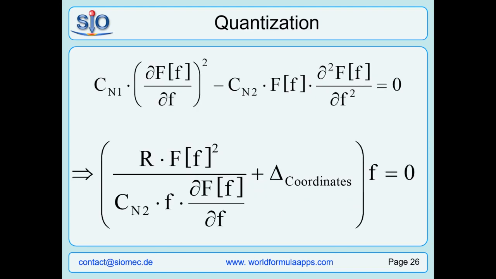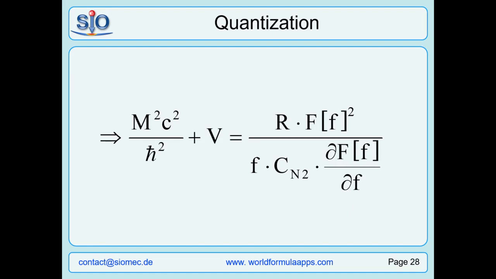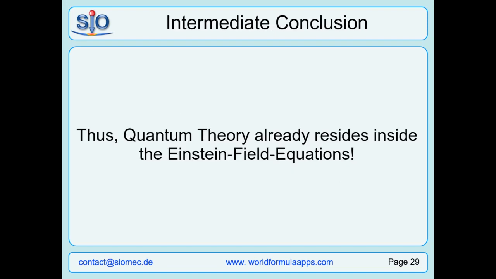Closely observing our result and studying its intrinsic degrees of freedom suddenly gives us one of the most important quantum equations. It is called the Klein-Gordon equation, and it contains the better-known Schrödinger equation and the Dirac equation. As a mere byproduct, we obtain the result that mass and the classical potential is just curvature of space and time. So, the quantum theory already resided inside Einstein's general theory of relativity. It was only hidden somewhere in those field equations.